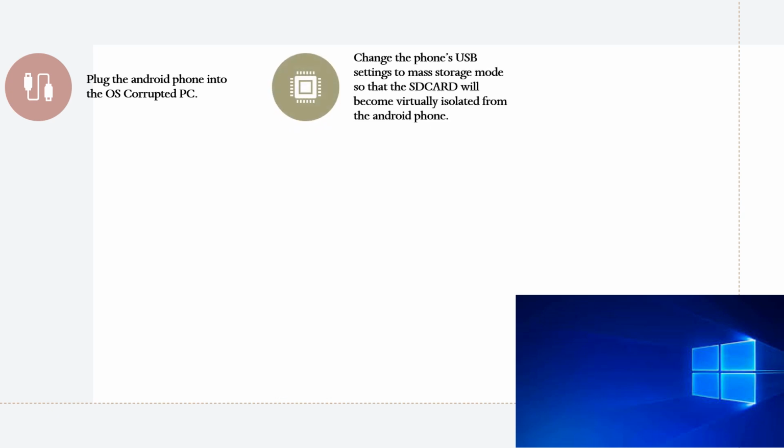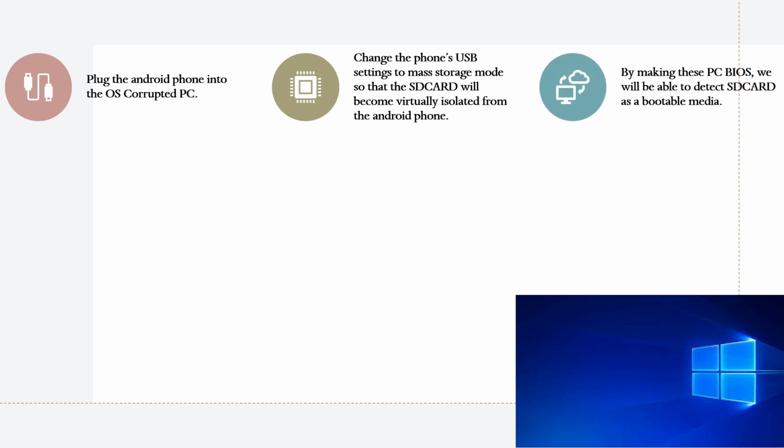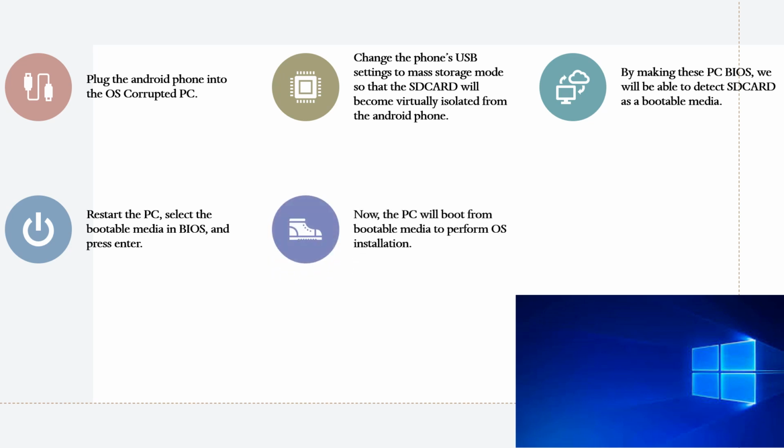Plug the Android phone into the operating system corrupted PC. Change the phone's USB settings to mass storage mode so that the SD card will become virtually isolated from the Android phone. By doing this, the PC BIOS will be able to detect the SD card as a bootable media. Restart the PC, select the bootable media in BIOS and press enter. Now the PC will boot from bootable media to perform OS installation.